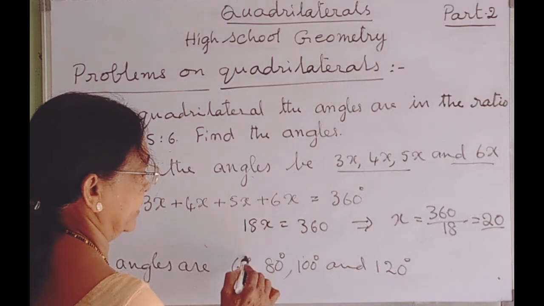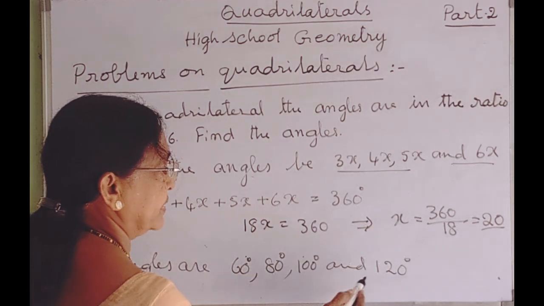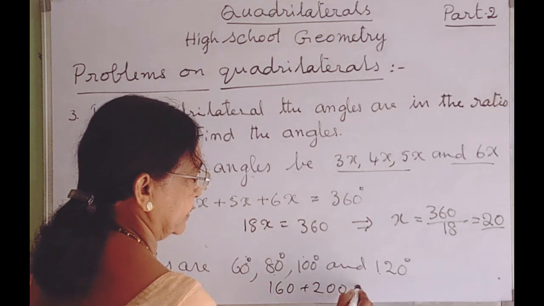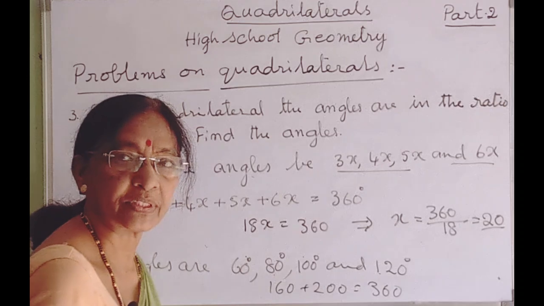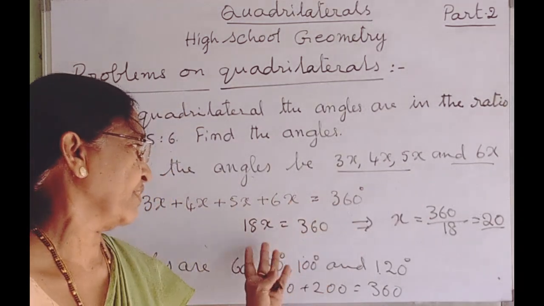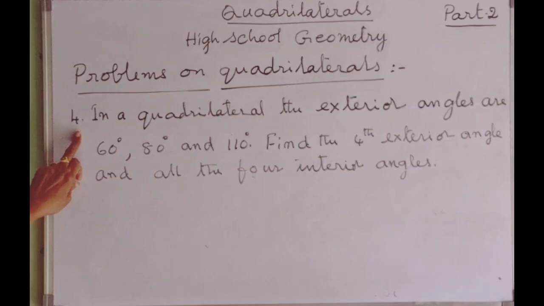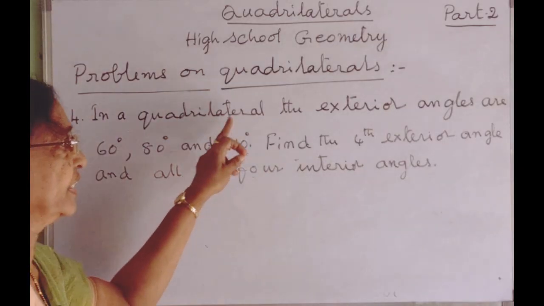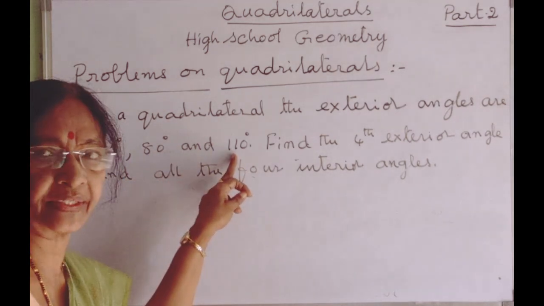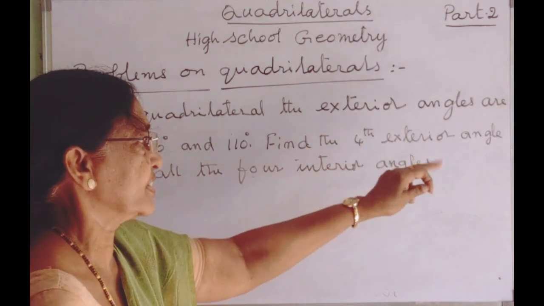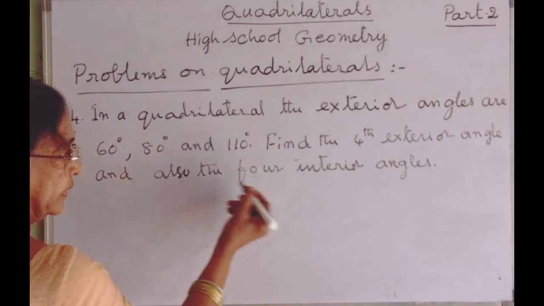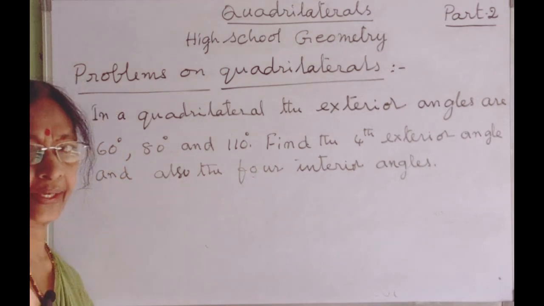Therefore 60 plus 120 plus 80 plus 100, that is 360. Therefore sum of the angles is equal to 360. Therefore these values are correct. Next, fourth problem. In a quadrilateral, the exterior angles are 60 degrees, 80 degrees and 110 degrees. Find the fourth exterior angle and also the four interior angles.